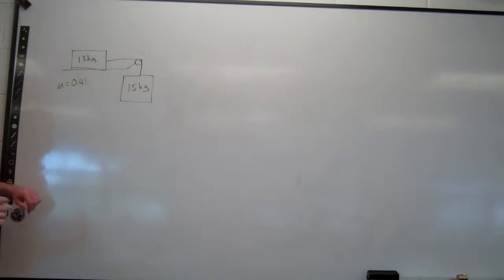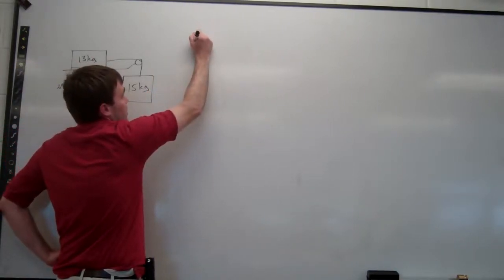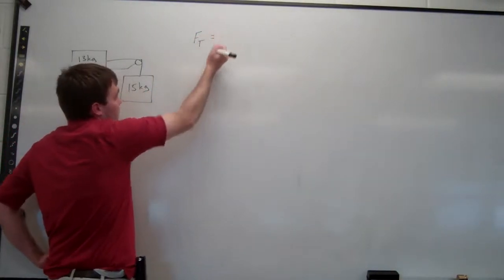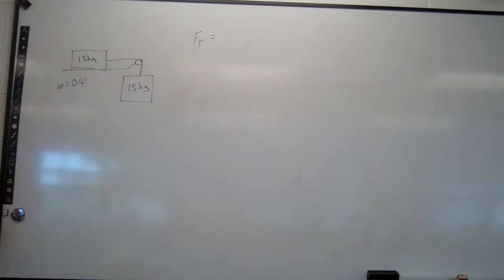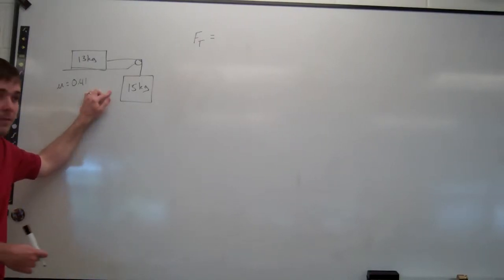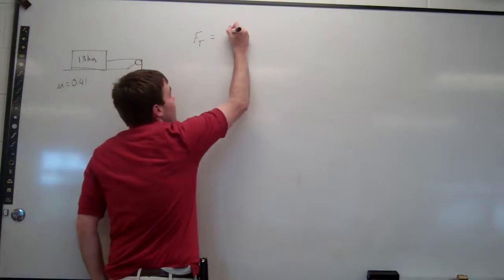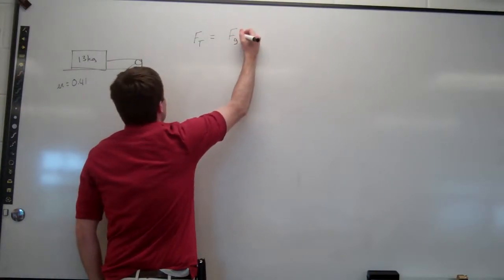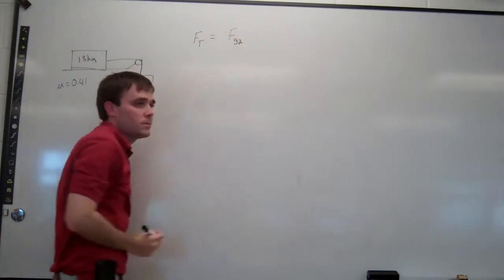Alright. So we're going to start with the same equation. Our total force is equal to something. What force is going to be, if the blocks are moving, are they going to be moving right or left? Right. What's pulling them to the right? The heavy block. What force from that heavy block? Gravity. So we're going to say F sub g for block 2. You guys remember this?